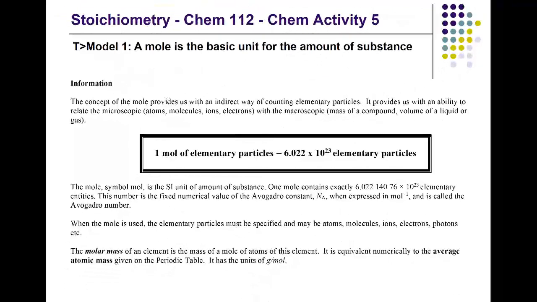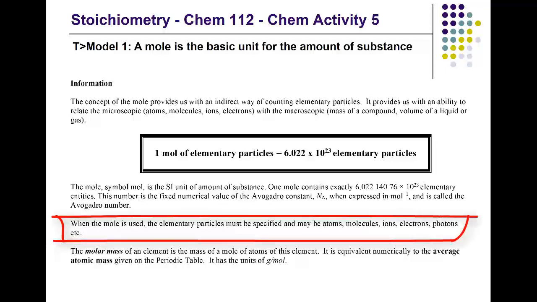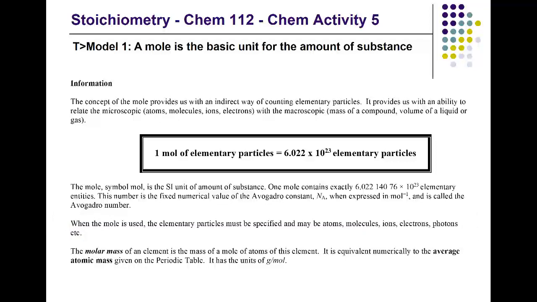A couple of other things to mention. Technically, when the concept of the mole is used, elementary particles should be specified, and these may be atoms, molecules, ions, electrons, photons. So in other words, we should be saying 0.23 moles of carbon atoms, 0.56 moles of nitrogen molecules, 0.49 moles of calcium ions.